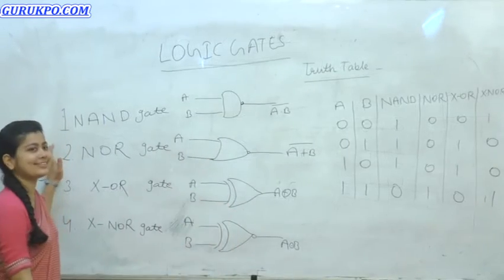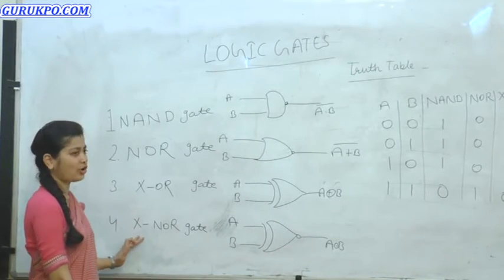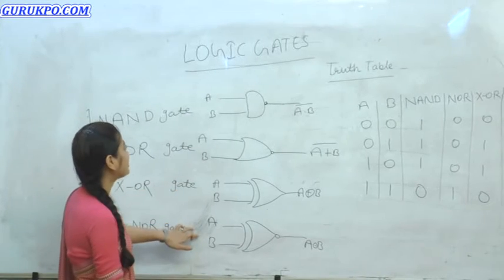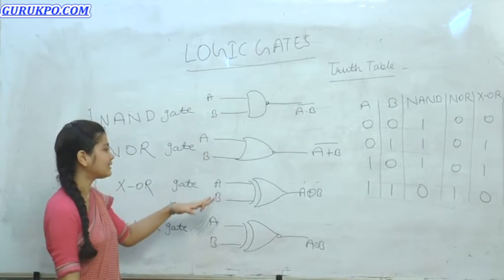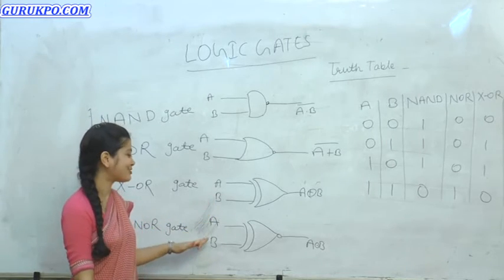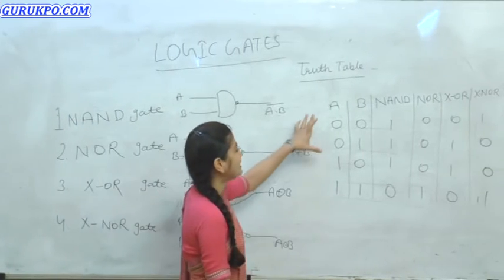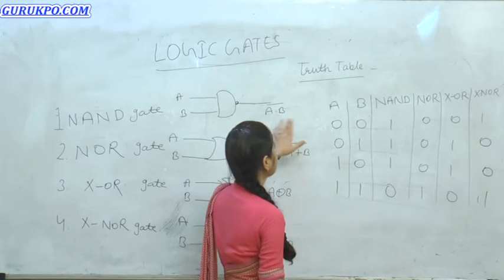These are some other gates: NAND gate, NOR gate, XOR gate, and XNOR gate. These are the symbols of the gates. This is the symbol of NAND gate, this is the symbol of NOR gate, this is the symbol of XOR gate, and this is the symbol of XNOR gate. This is the truth table of these gates.